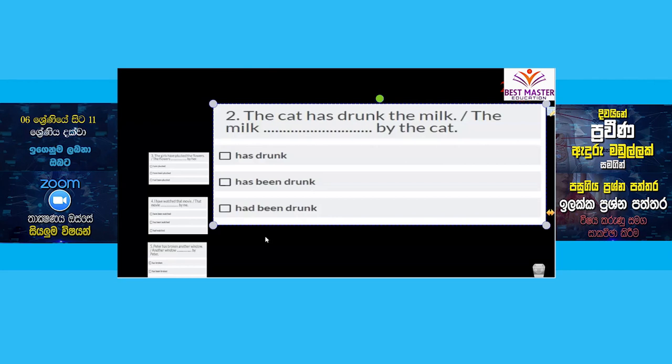The cat has drunk the milk. The milk had been drunk or has been drunk. Now you know the answer. Singular verb has. We can't use had because had is in the past tense. Had been drunk is in the past tense. The answer is the second one. Has been drunk. The milk has been drunk by the cat.